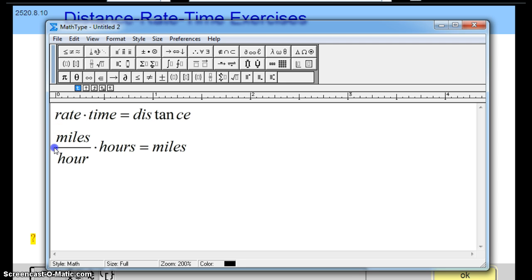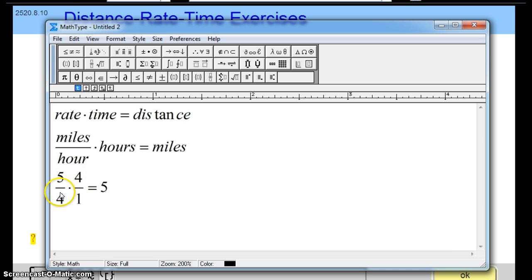Now why do miles per hour times hours equal miles? This is something I want to explain. It's very, very useful. If we had a fraction like 5/4 and we multiplied that by 4, what would that equal? Well, you can write 4 as 4 over 1, and then these terms would cancel. You can always cancel the top and the bottom. So the 4's would cancel, and you'd just be left with 5, or 5 over 1, but that's just 5.